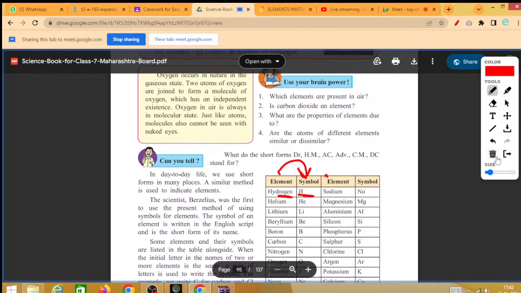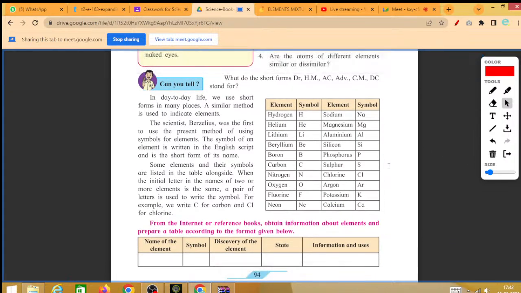Why do we have symbols? Just to make life easier for us. Although in the beginning it looks very difficult because you have to remember.